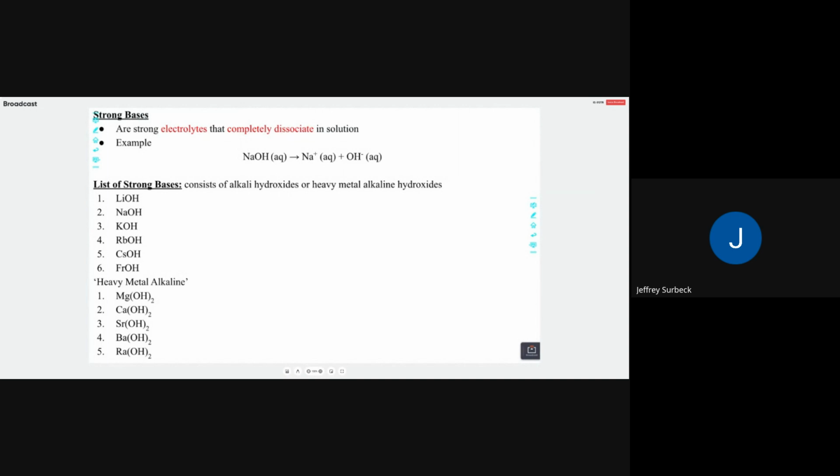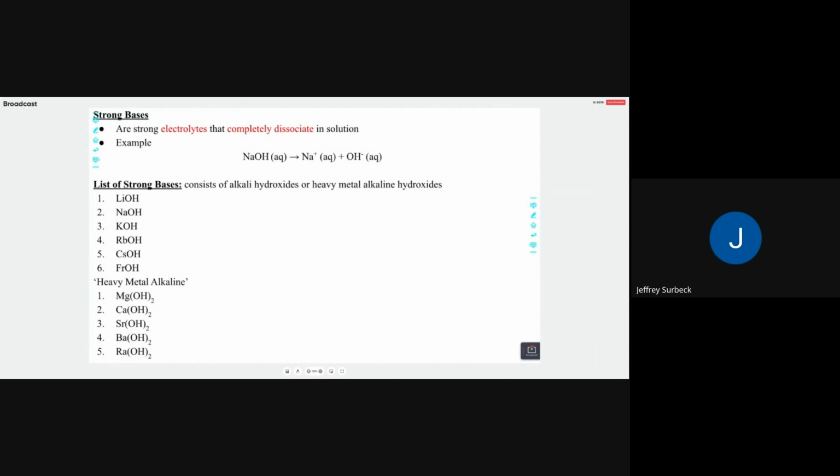Heavy metals start with magnesium. Magnesium hydroxide is considered a heavy metal. If you put your finger on group number 2, magnesium, and went all the way down the rest of that group, you would end up at radium. That's how I memorize it, based upon the group. Questions?